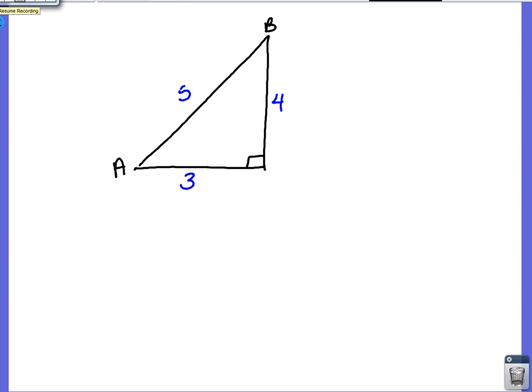Make sure that you know SOHCAHTOA. And there's actually several different ways I could present this to you. SOHCAHTOA. I could ask you what's the sine of A, what's cosine of A, what's tangent of A, what's the sine of B, cosine of B, tangent of B. That's one way I could look at it.